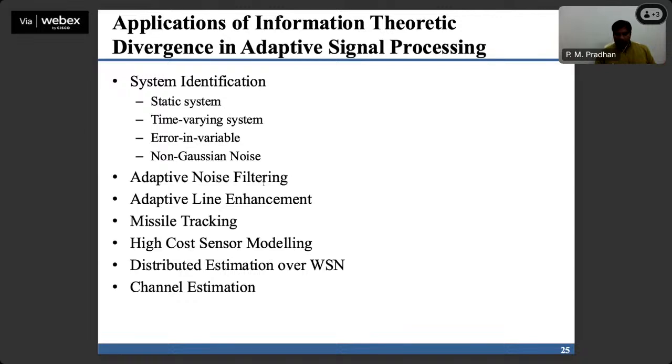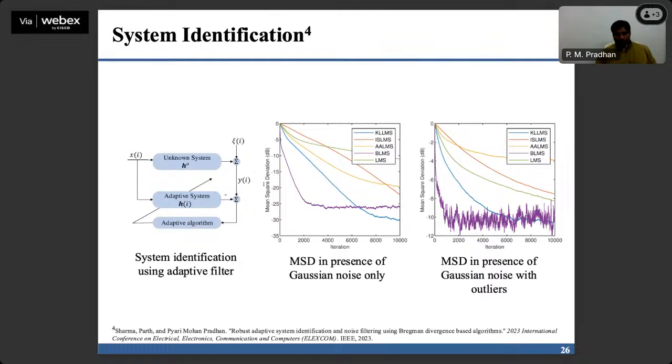So I'll just have a quick overlook of all these applications. Now on the left side, we have a block diagram where the system identification is shown, and this is a conventional system identification using adaptive filter. On the top, you have an unknown system H naught, and you have an adaptive system H i, and the input is x of i.